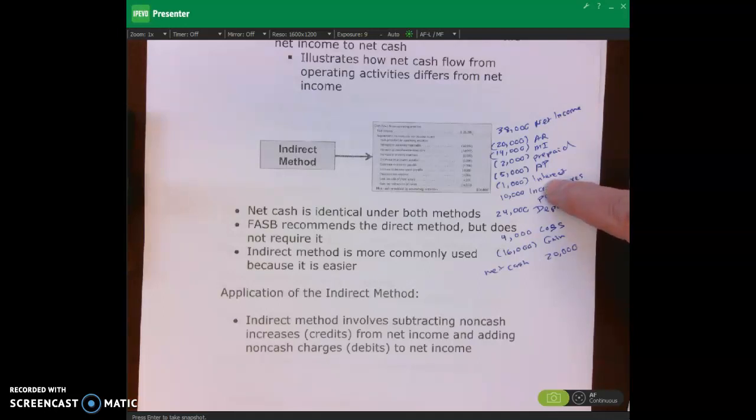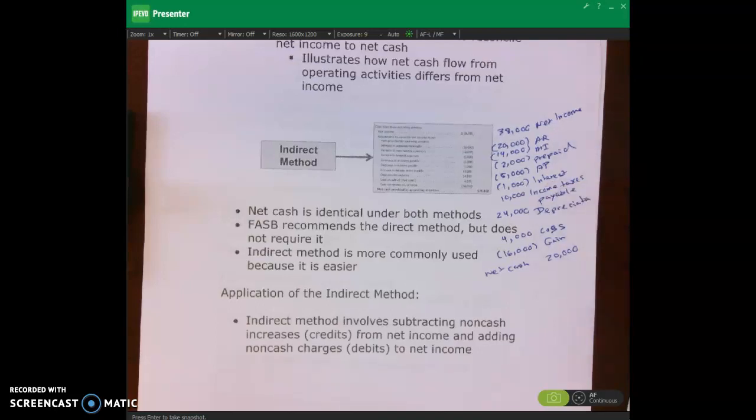So a decrease, so the rule becomes: a decrease in the balance of a current liability is subtracted. An increase in the balance of a current liability is added. So the rule is reversed for current liabilities versus non-cash current assets.